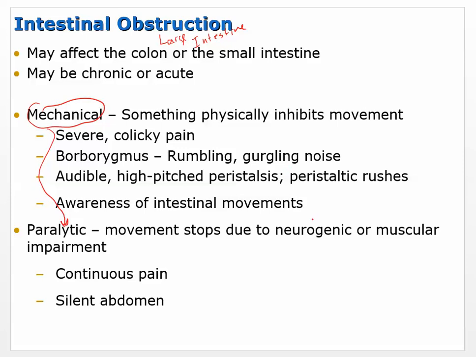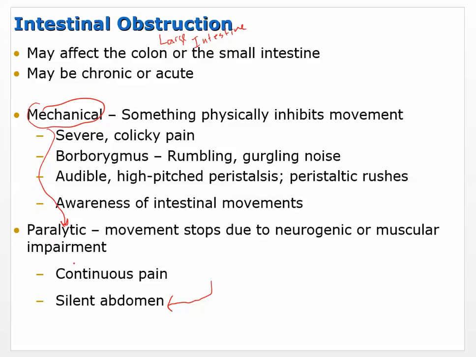Paralytic is when movement stops, so you're not going to hear anything. So that's your silent abdomen. You put the stethoscope down there, you try to listen for abdominal noises, abdominal sounds, and you're not going to hear much or anything. So movement stops due to neurogenic or muscular weakness, muscular impairment, something like that.